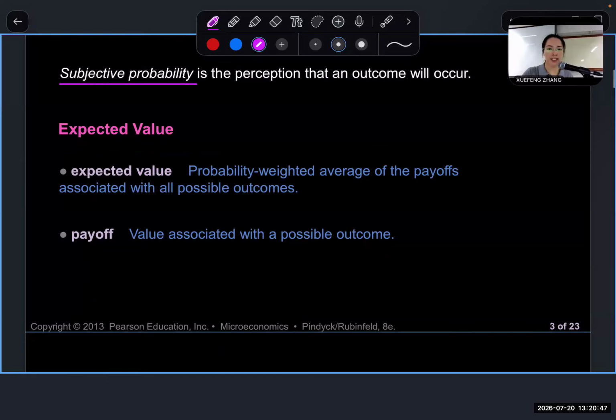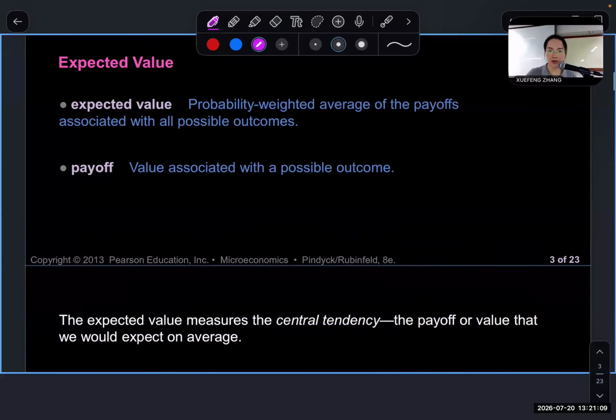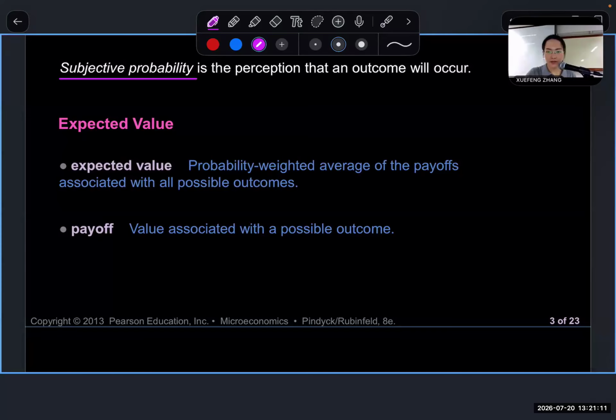Next one, expected value. This is just a weighted average of all possible outcomes, weighted by how likely each one is, okay? Probability-weighted average of the payoffs associated with all possible outcomes. I'm gonna show you how to calculate expected value later, right? And then what is payoff? Value associated with the possible outcome. Okay, this is payoff.